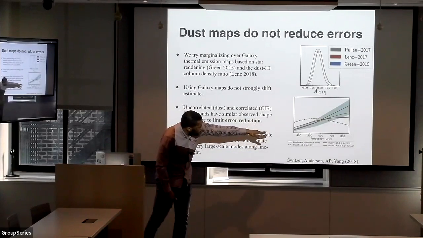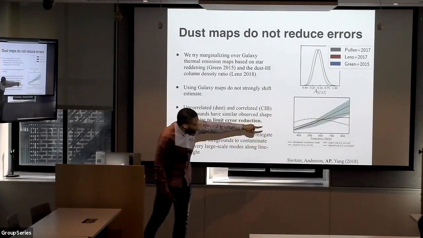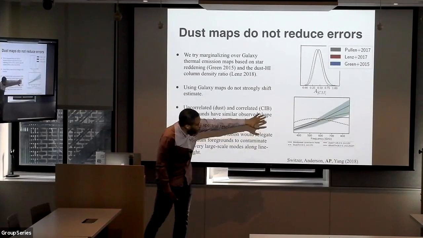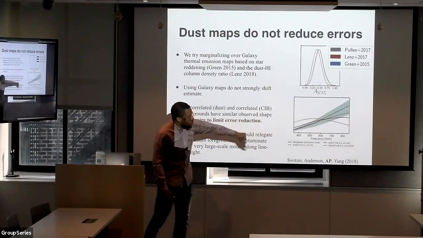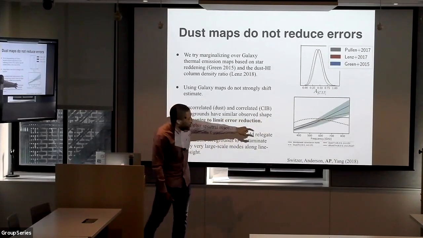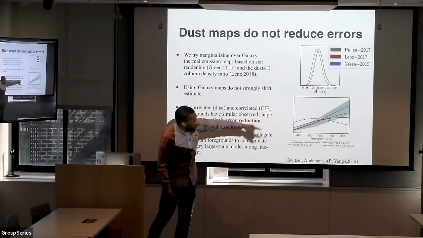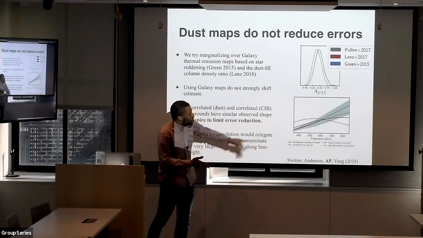The x-axis is frequency, and basically it's basically while the blue band is sort of where our full power spectra are. You see the black and the red curve.